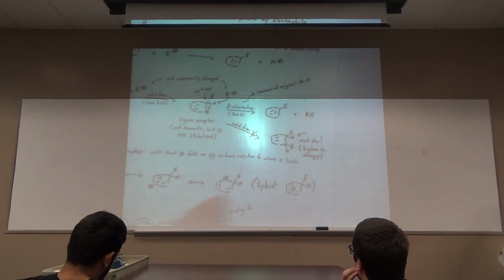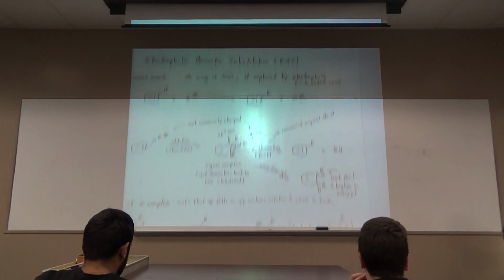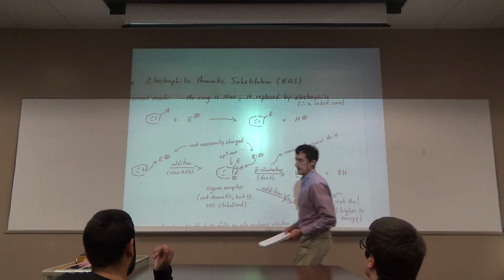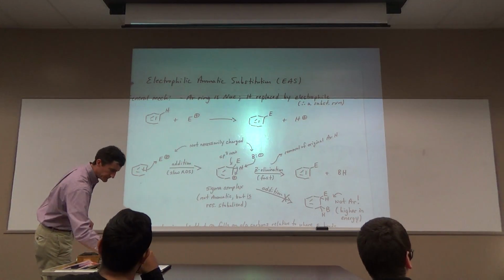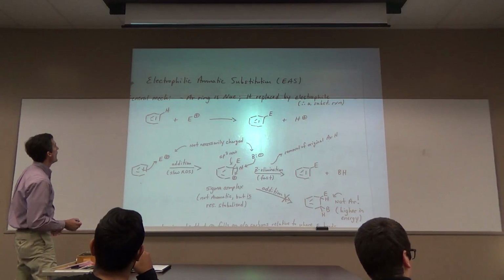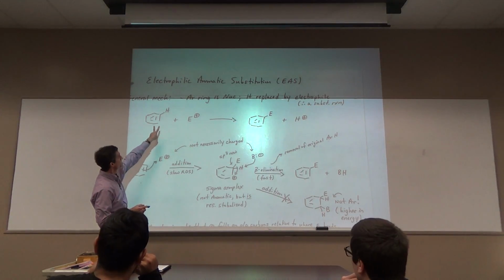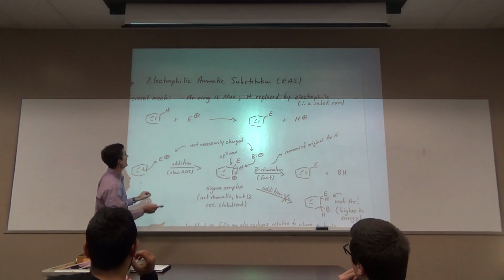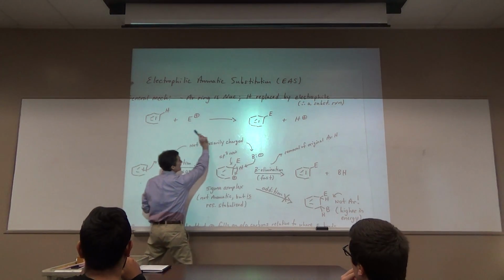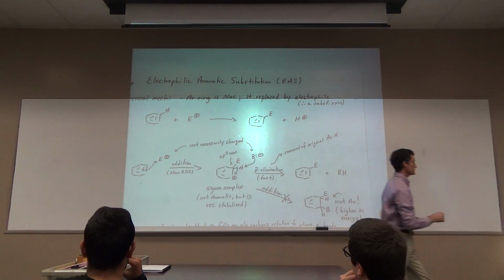Okay, let's look at EAS. EAS is our most common mechanism for aromatics, although there will be a couple of others. The ring is a nucleophile, the H is replaced by the electrophile. Here's a generic reaction shown here.